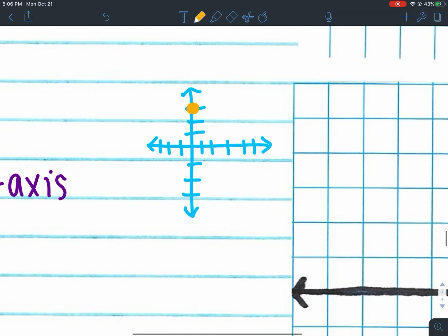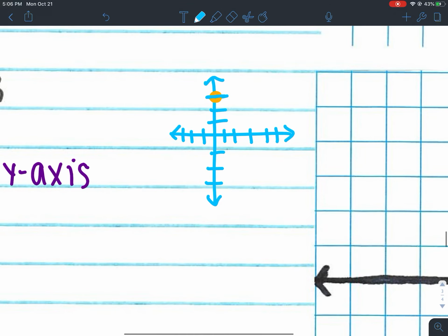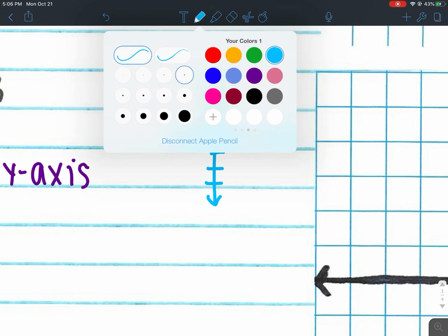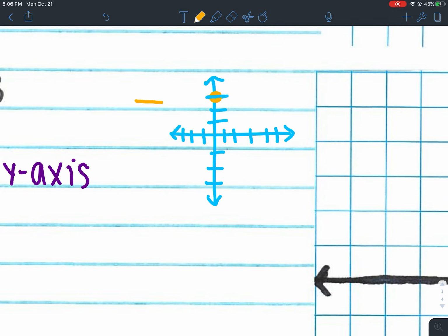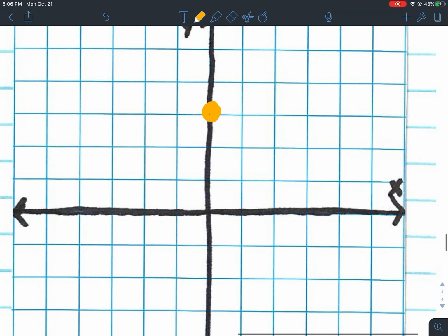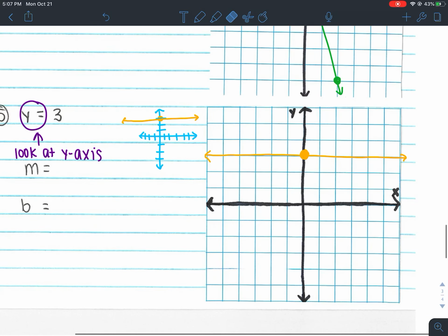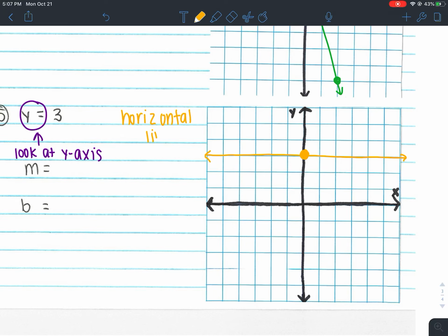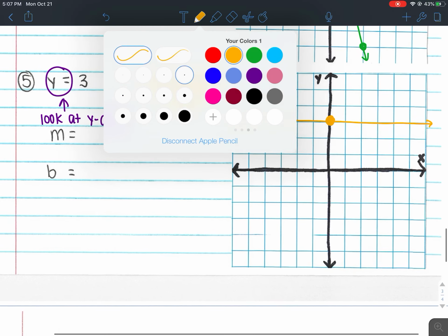Okay, so let's plot a point at y equals positive 3. Now, where are the tick marks going? The tick marks are going side to side. So you're going to draw a line that goes side to side as well, like this. Okay? You're going to follow the tick marks. So here, our blue lines are here. So we're going to follow our tick marks, and it's just one giant horizontal line. So what is this? It's a horizontal line.